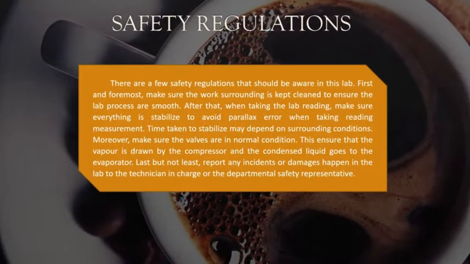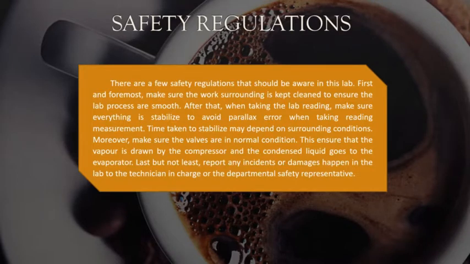Okay, now we move to safety regulations. There are a few safety regulations that you should be aware of in this lab. First and foremost, make sure the work surroundings are kept clean to ensure the lab process is smooth. After that, when taking the lab reading, make sure everything is stabilized to avoid parallax error when taking measurements. Time taken to stabilize may depend on surrounding conditions.